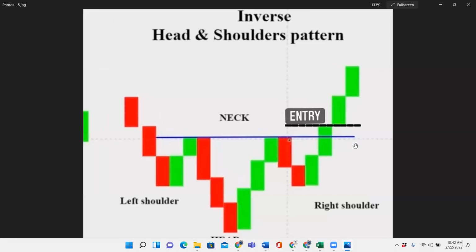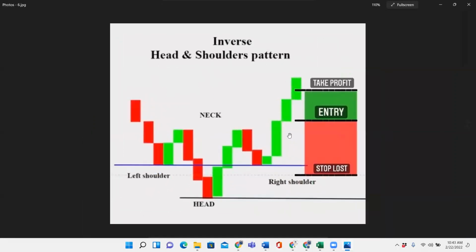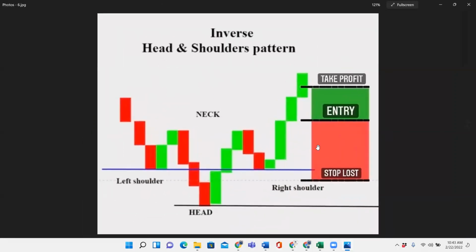So this is pretty much how I like to enter. So we see our head is right here. We have our shoulders right here. And I like to go right above the neckline and enter in right here. So a lot of people want to know, how would I play this? Well, there's different ways that you can play this. You can enter in on the neckline. Like I said, I like to enter in on here.